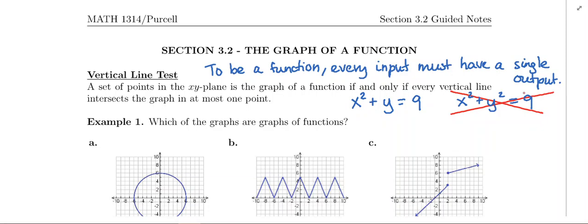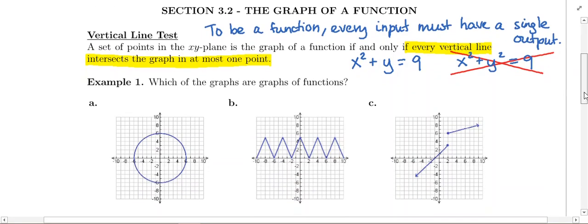The vertical line test is used to determine whether a graph represents a function. So again, the key to the vertical line test is that we're dealing with a function if every vertical line that intersects the graph intersects it in at most one point. So the way you're going to work this, you have three graphs here. We're going to try this out on example 1.